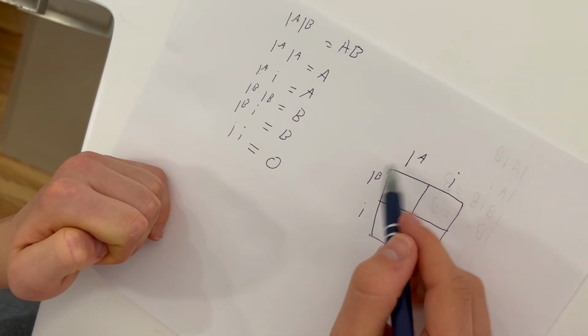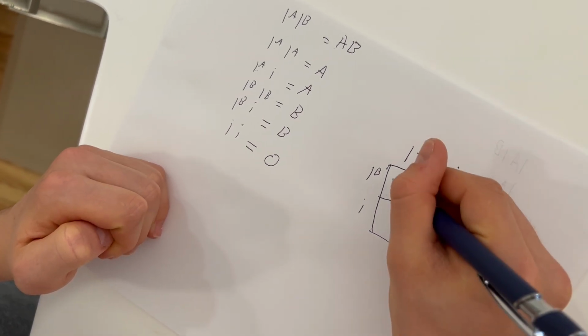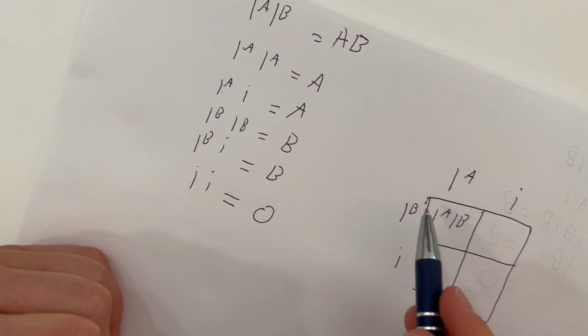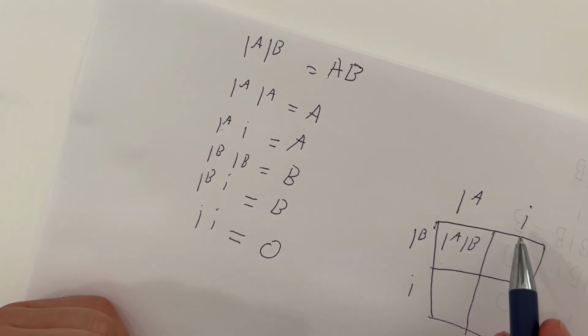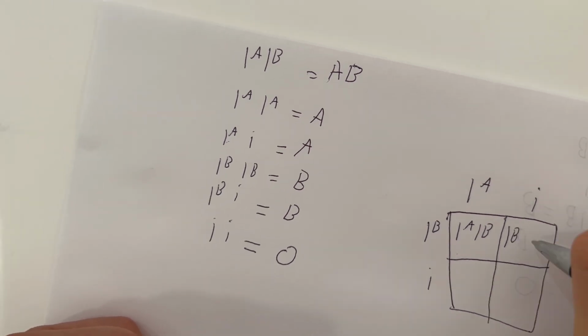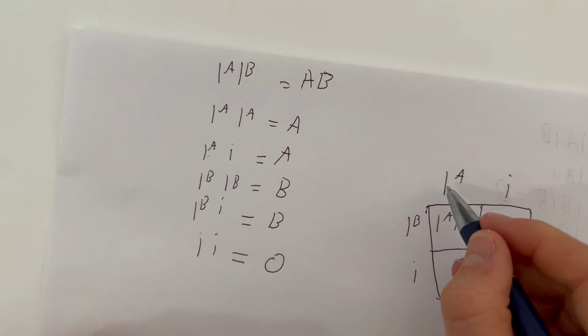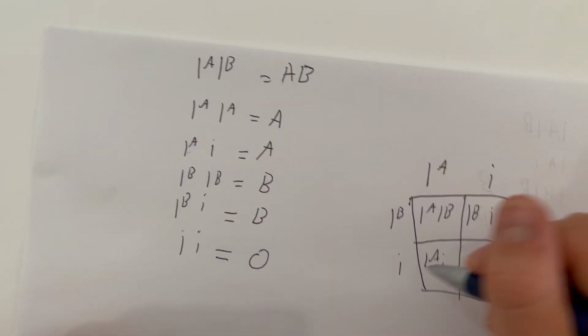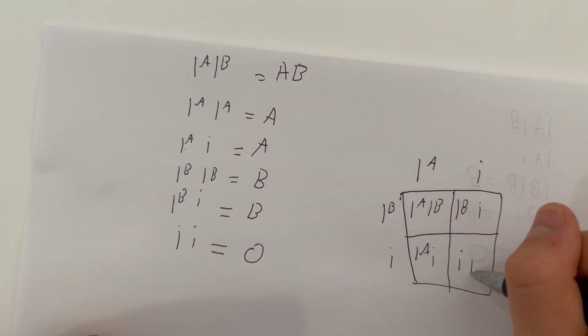So first you multiply IB times IA to get IA IB. Then you multiply IB times I to get IB I. Then you multiply IA by I to get IA I. And then you multiply I times I to get I I.